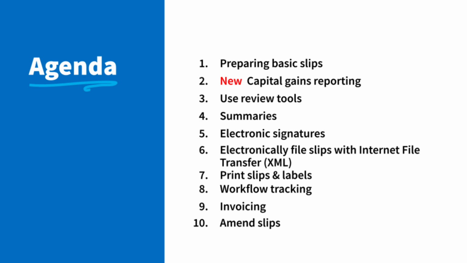In this installment, part 2, we're going to be preparing basic T-slips. I'm going to be reviewing some of the new capital gains reporting that CRA has included on the new forms. We're going to talk about review tools, summaries, electronic signatures, and then filing the slips return using the internet file transfer, how to print your slips and labels, how to update workflow and keep track of your file, invoicing, and then we will go back and talk about how you amend slips.